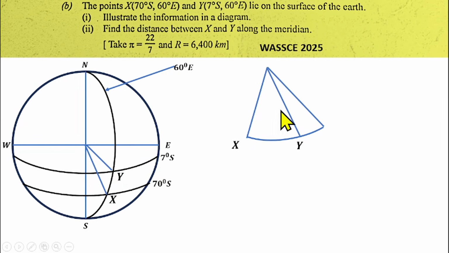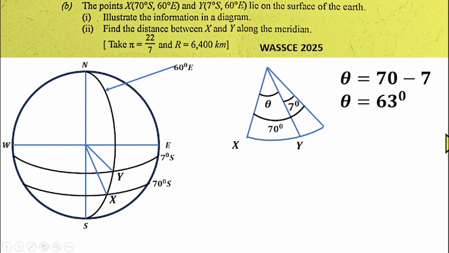And how do we get that? So we need, from the origin, which is this line that represents the east, to point Y, the angle that is here is 7 degrees. So you are looking for theta, which is the angular distance. From the origin to point Y, the angle there is 70 degrees, and also from the origin to point X, the total angle here is 70 degrees. So to find theta, it will be 70 minus 7, and that will give us 63 degrees.